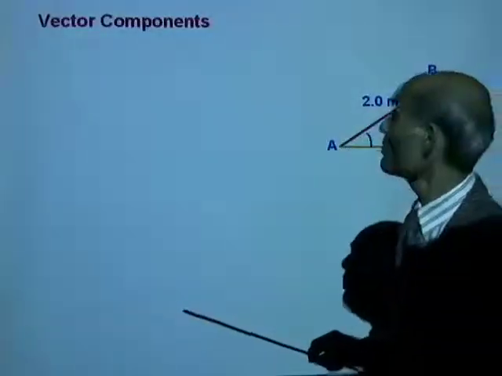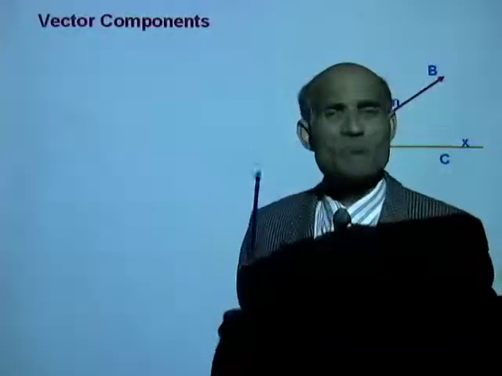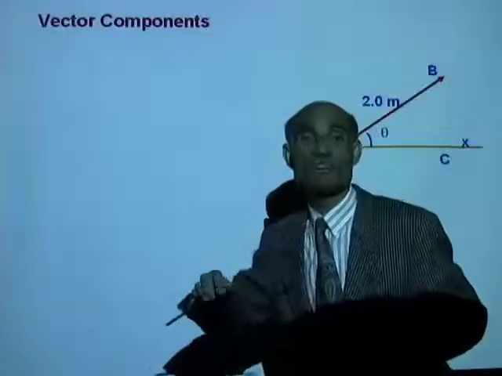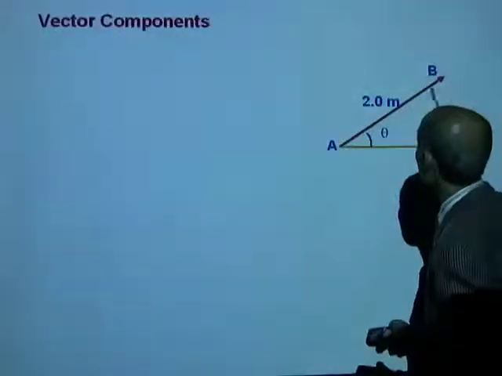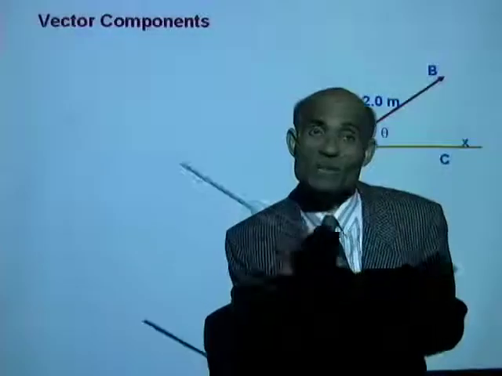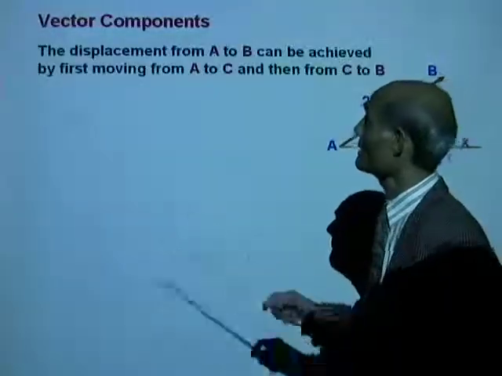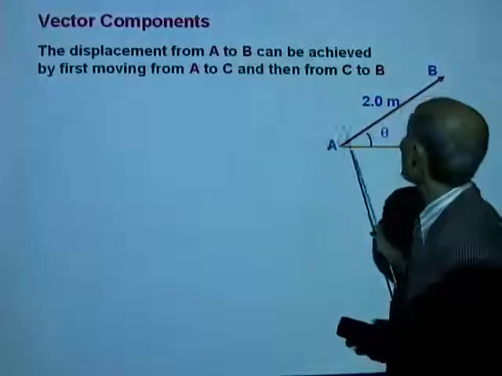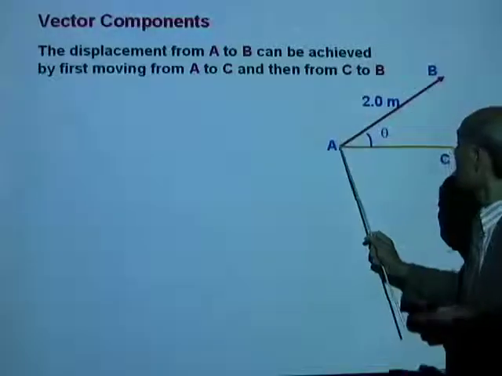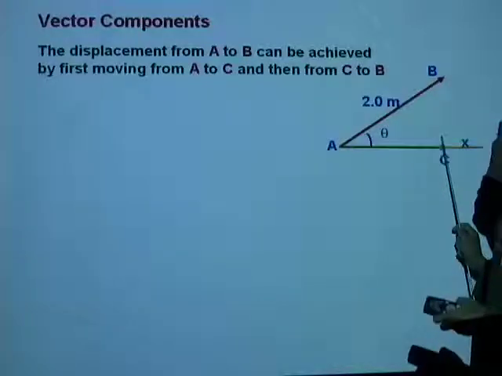Okay, let's now talk about vector components. A very important concept, so pay special attention to it and learn that concept. What is the meaning of vector components? If this is a vector, vector AB, that vector can be constructed by two simple components. Let's talk about that. The displacement from A to B can be achieved by first moving from A to C along the x-axis and then moving from C.